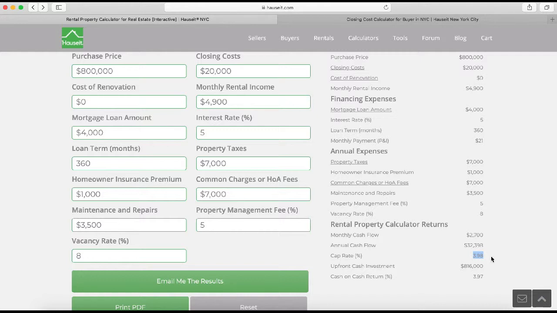But just to reemphasize, if you were in another city, Detroit, for example, a cap rate should be probably double this at a minimum to make it worth your time.